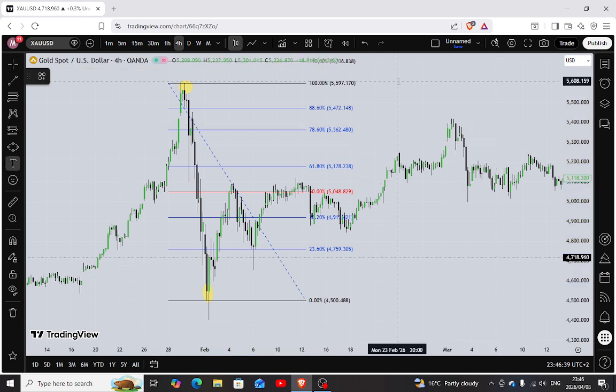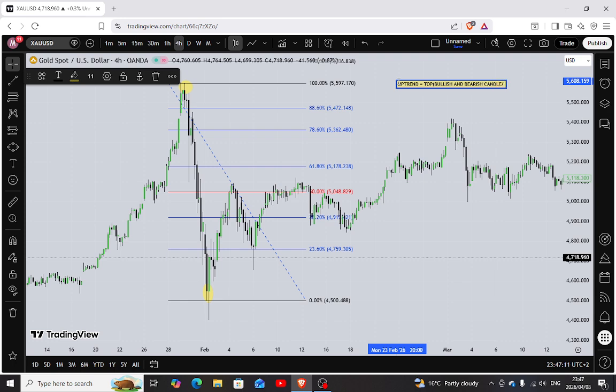Let me just write it down for you guys. We'll say uptrend: at the top, you need a bullish and a bearish candle, and then at the bottom you need a bearish and a bullish candle. It's as simple as that.